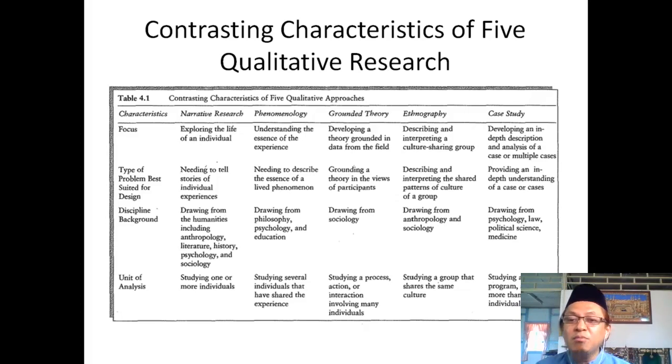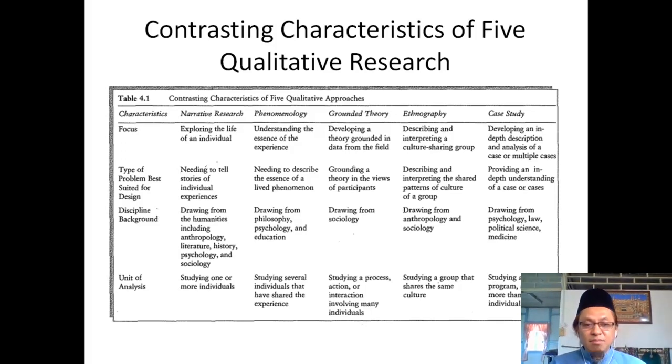And then case study, this is very common and mostly adopted in the information science discipline. We want to develop an in-depth understanding. We want to develop an in-depth description and analysis of a case or multiple cases. A case here can be an individual, can be a group of people, can be an event, can be an occurrence. So you want to have an understanding of a certain case or multiple cases. So that's when we need to do a case study.